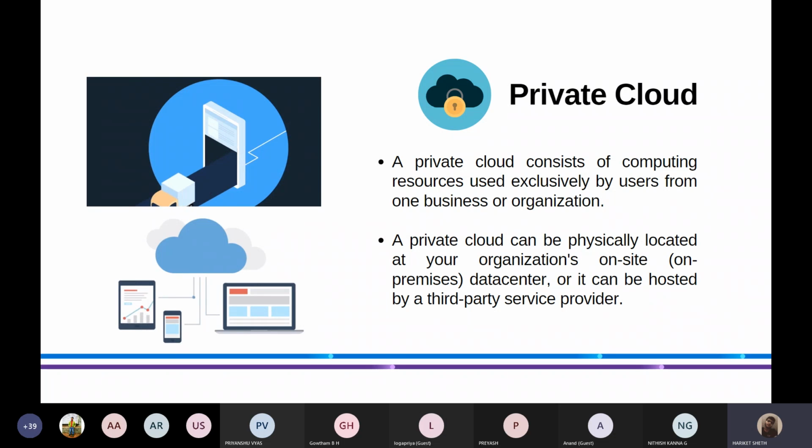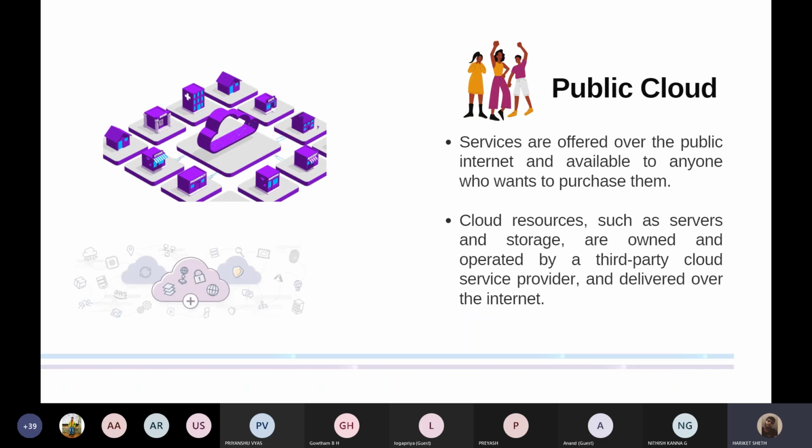A private cloud environment gives you complete control over security most of the time, as in you have very good control over security, and it can be physically located on site at your organization, or it can be hosted by a third-party service provider. It's your choice. If you want it inside your organization's premises, or hosted by a third-party service provider, it's your particular use case and your particular choice.